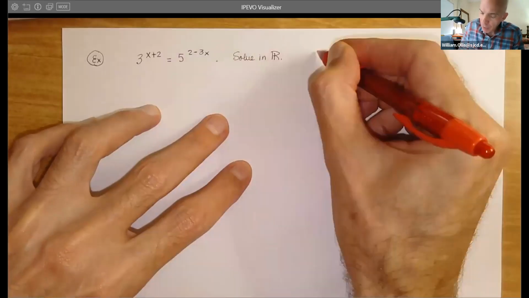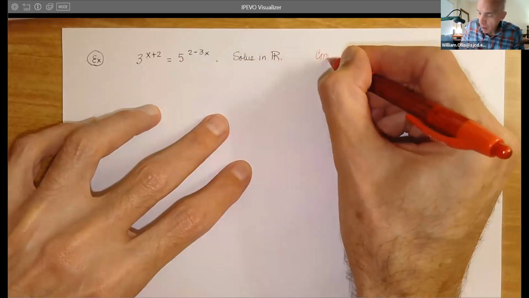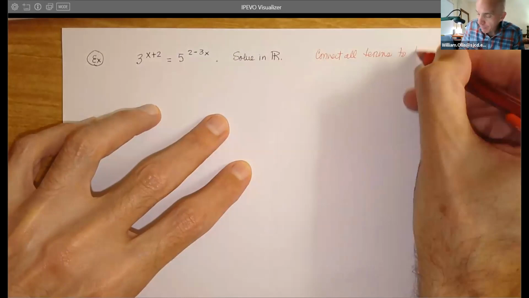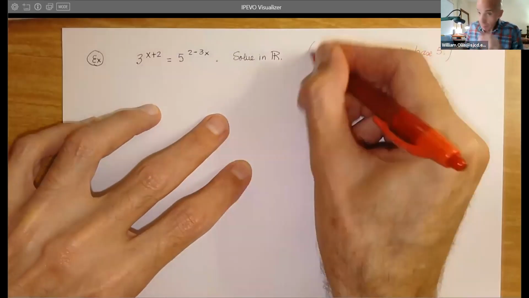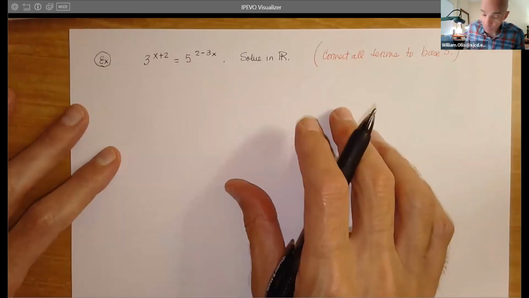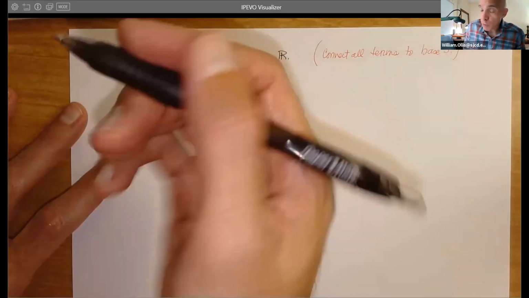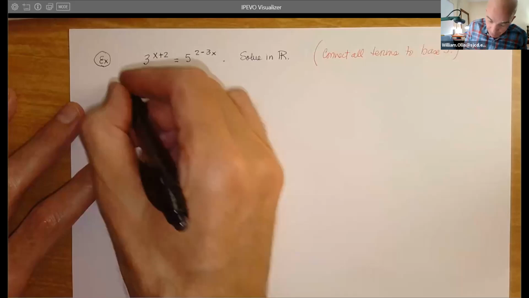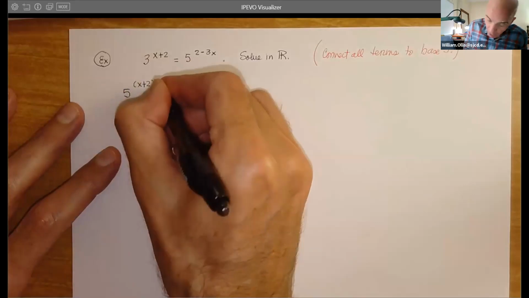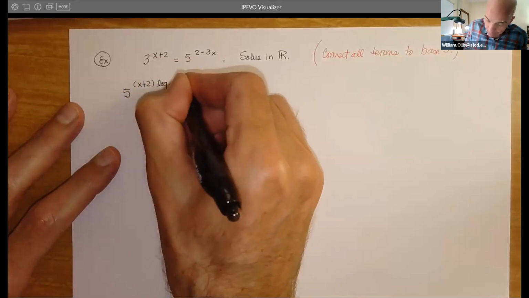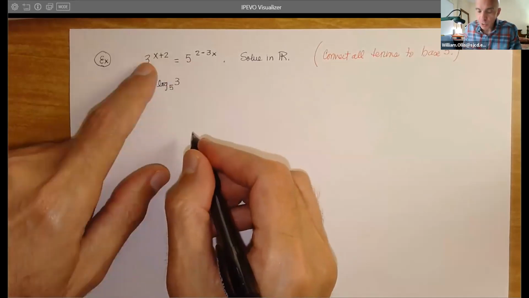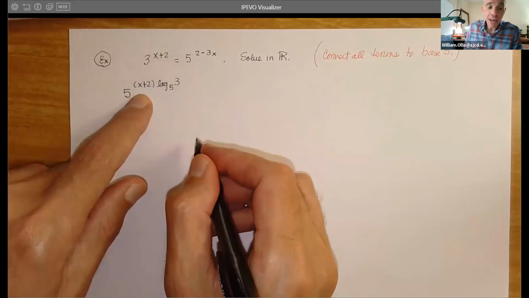We'll say convert all terms to base 5. Now, of course, this is already base 5. So we'll use our base 5 exponential change of base, or just base A exponential change form. So we'll have 5, and this will be x plus 2 with the power rule, log base 5 of 3. So remember, we just do 5 to the log base 5 of 3 to the x plus 2, and then just move the x plus 2 down by the power rule.